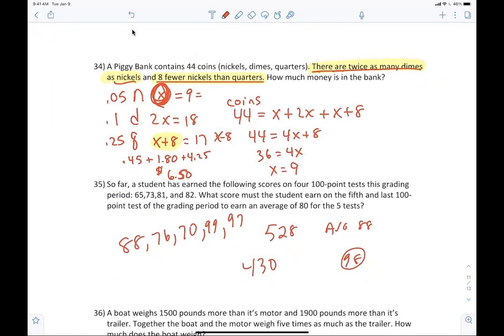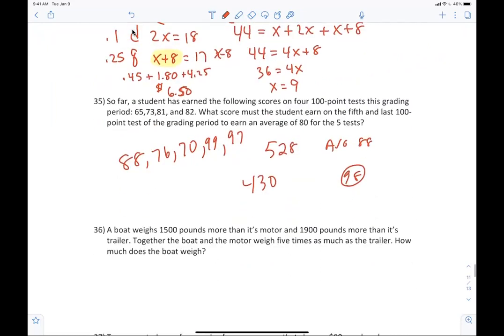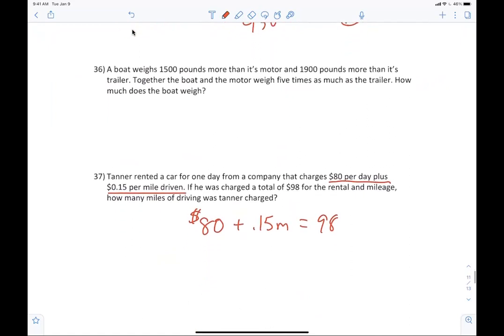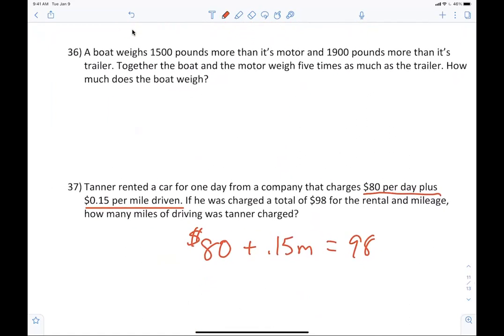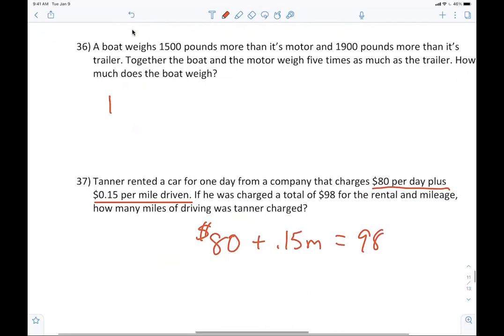All right, I have a question on 36. Which one now? 36. All right, here we go, just to make sure. This is the same principle as what we just did. So let's do it. Boat, motor, trailer. A boat weighs 1,500 pounds more than its motor. X is the motor. And then the boat is X plus 1,500.